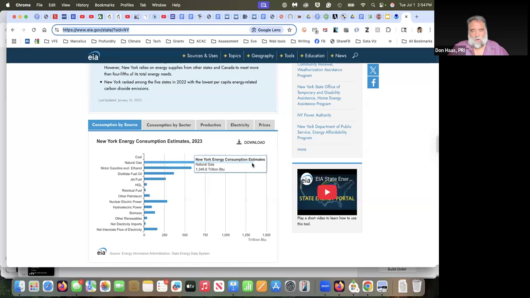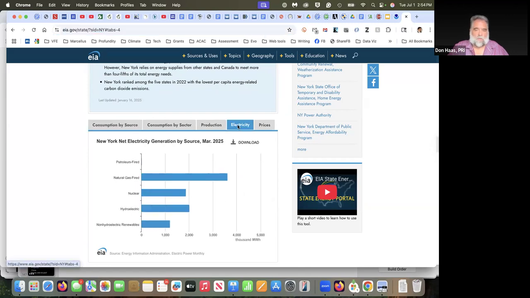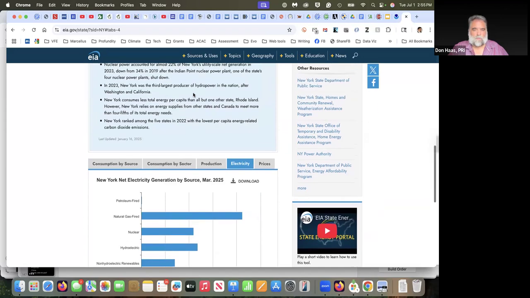So in New York, the largest source of energy by far is natural gas, and it's so large because it's used for both electricity production and for heating homes and buildings. And the next thing is gasoline, at a little less than half as much. If we look at just electricity, natural gas is by far the largest portion of it. And you'll note there is no coal here. We closed our last coal-fired power plant in 2022, I believe.